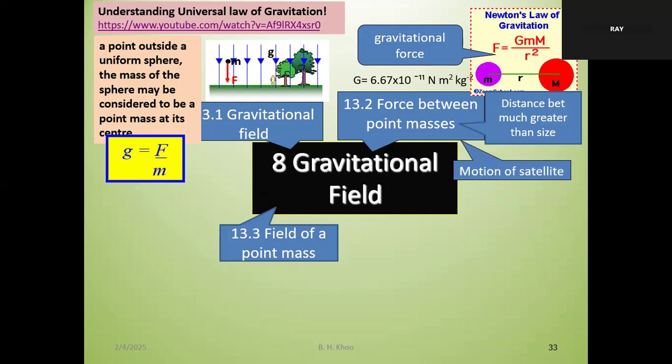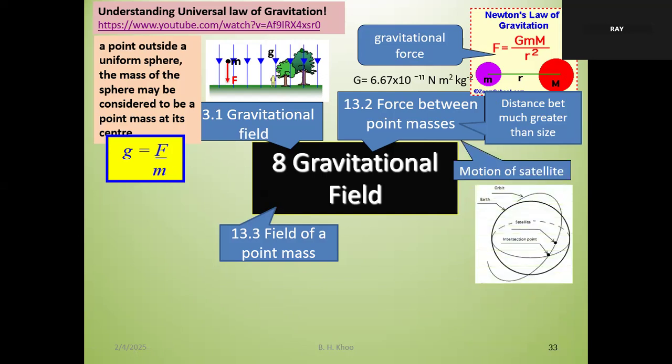Then we studied motion of a satellite. That's the Earth, that's the orbit of the satellite. And we say that for the satellite, it can be a satellite or it can be the moon moving around the Earth, gravitational force provides the centripetal force. Usually the examiner will prefer you to write out centripetal force equals gravitational force. That's usually 1 mark. Then we derive this equation, v squared equals GM over r. r is the radius of the orbit.